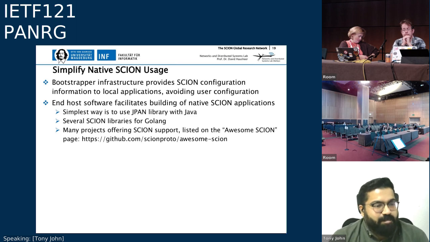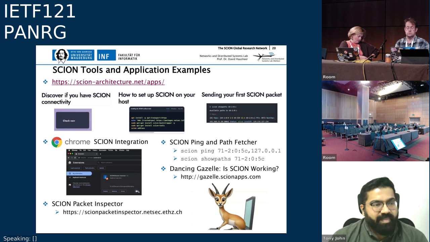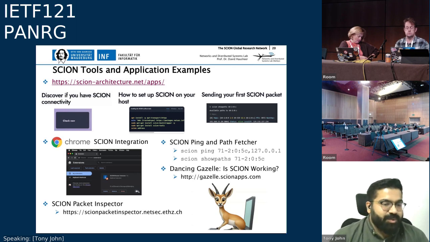Moving on, to simplify the usage of SCION, we have a bootstrapper infrastructure that makes it really easy to configure SCION for hosts and local applications. And we also provide libraries in Java, Golang, and Rust so that developers can include SCION connectivity into their apps. We also have an awesome SCION page where we list some really cool SCION projects. Here are some of the tools that you can use.